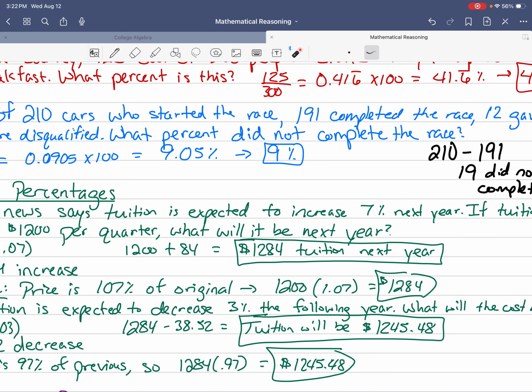Again, I'm going to show you the alternative. So, again, we're saying the price is going to decrease by 3%. So that means that the price the following year is going to be 97% of the current cost, because it's going down by 3. So it's going to be 97% of the previous. So what we could do is take our 1,284 and figure out what 97% of that is. And that will give us right away our $1,245.48.